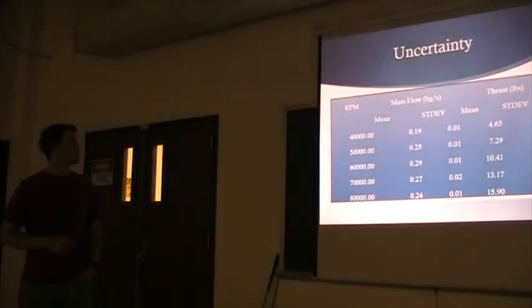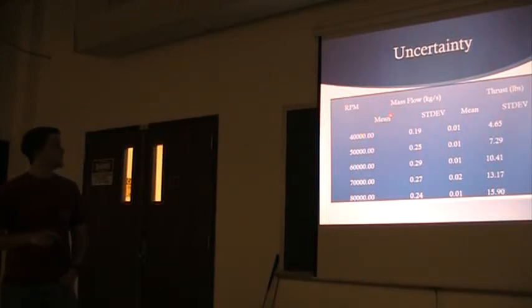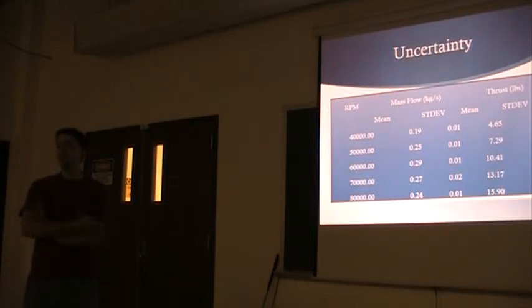And so these are some uncertainties. I used data from other lab sections. It looks like the chart got a little bit skewed, but these are the standard deviations, and this is the thrust and the mass flow. So you can see the standard deviation is very small, which means our data was very similar to the other labs' data, which is what we want.